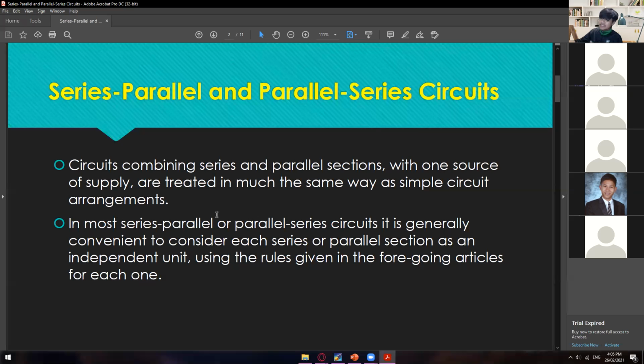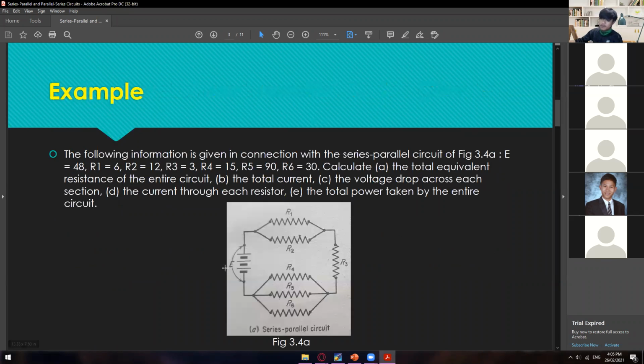Okay. And in most series parallel or parallel series circuits, it is generally convenient to consider each series or parallel section as an independent unit. So if possible, treat them one by one. You can combine them, like for example two resistors, but you still need to treat them one by one as time goes by. Like for example, I've asked you guys to get the individual resistance, individual currents, individual power, individual voltage drop, etc., so using the rules given in the foregoing articles for each one.